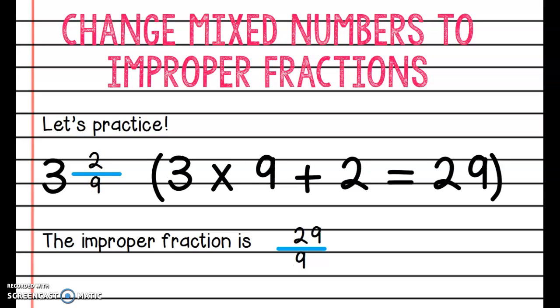Last one, 3 2/9. 3 is the whole. We multiply it by the denominator, which is 9. That gives us 27. And then we add the numerator, which gives us a total of 29. So our improper fraction is 29 over 9. The denominator did not change.